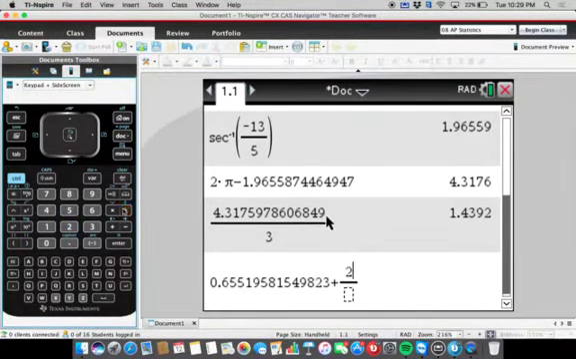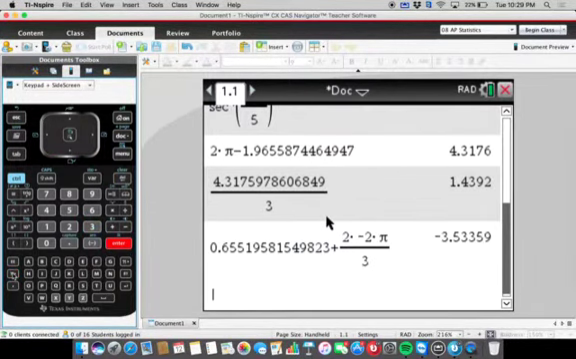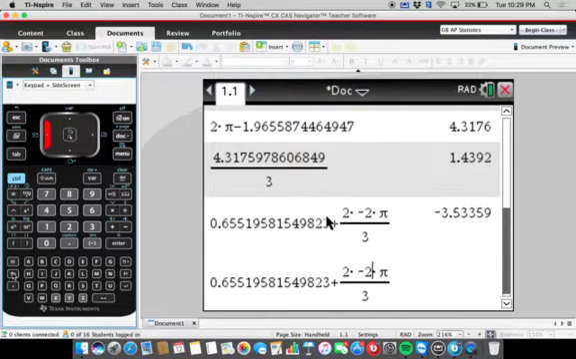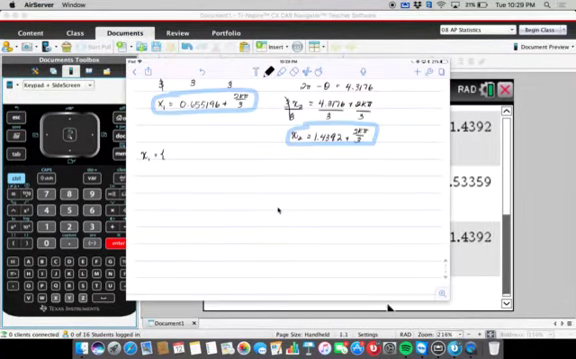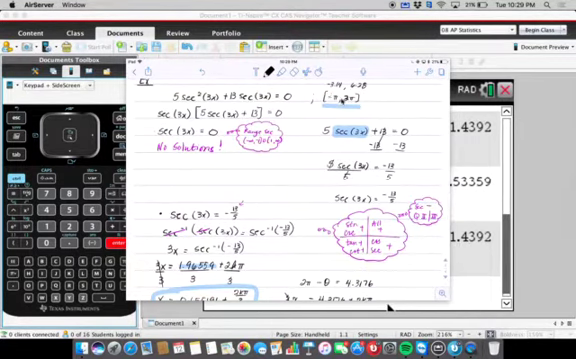So 2k, which is negative 2 right now, times pi over 3. This gives me negative 3.53, which is not going to be a solution because it does not fall in the range. So when k is equal to negative 2, we don't have an answer. Let's say k is equal to negative 1. We get negative 1.4392, which is in the range of values that we have. Our range is from negative pi to 2 pi.